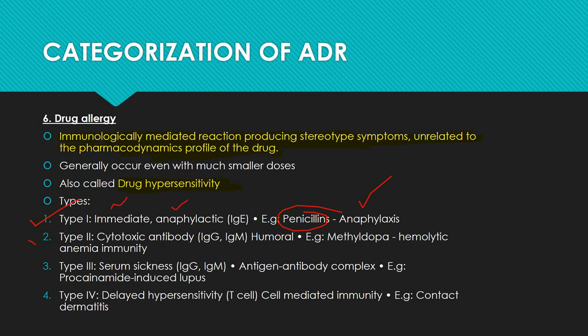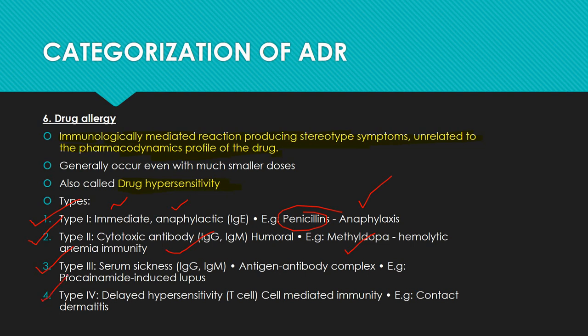Similarly, type 2 allergic reaction is the cytotoxic antibody type. Here what is being produced? IgG and IgM, that is, a humoral cytotoxic antibody is produced. The example we have cited is methyldopa causing hemolytic anemia. Type 3 is serum sickness. This is also producing the same antibody. Here it is an antigen antibody complex, and the example is procainamide induced lupus. So lupus is forming, that is procainamide induced.